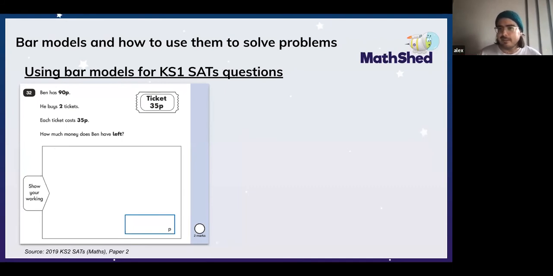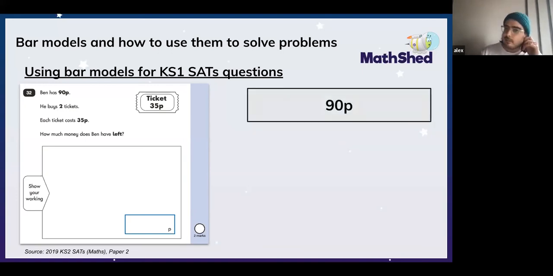And of course, why else would we want to know what bar models are than to use them for SATs papers? So yes, there are plenty of questions in SATs papers where, if children have bar models to accompany their more formal abstract number sentences, it's a great strategy to have. So with this problem here from the Key Stage 1 SATs paper, this is from paper 2, 2019, the last official paper.